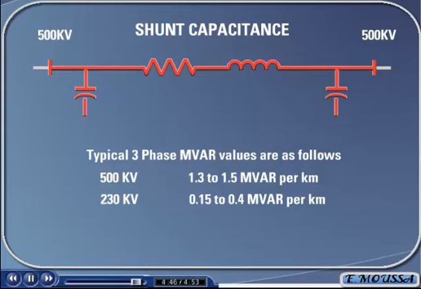Due to the Ferranti effect, the shunt capacitance on the line can become so large that the voltage on the far end of the line can rise higher than the normal line potential.